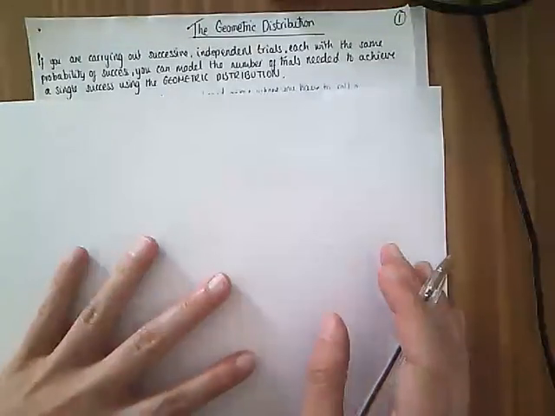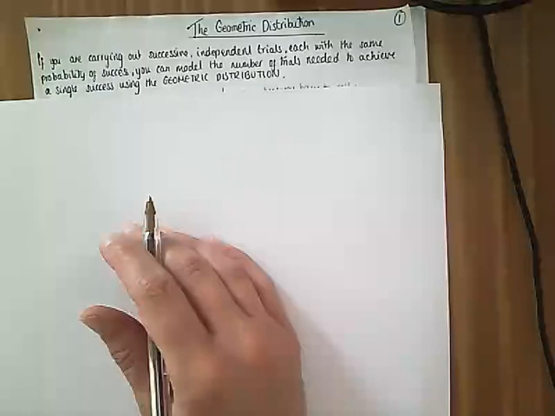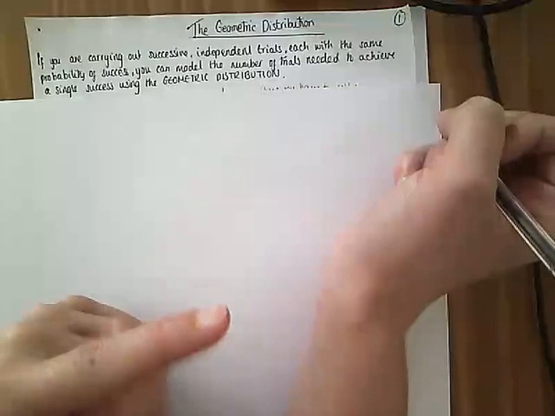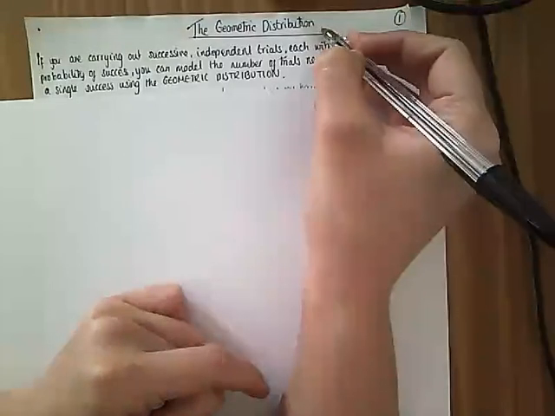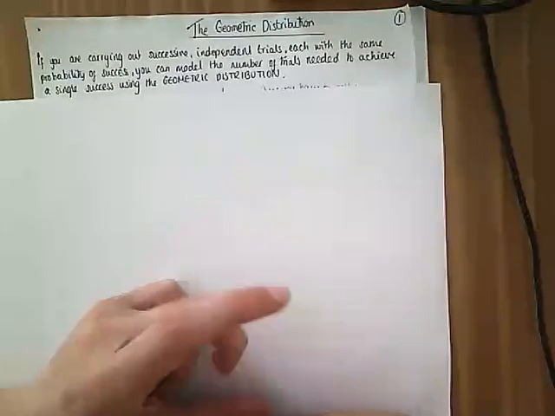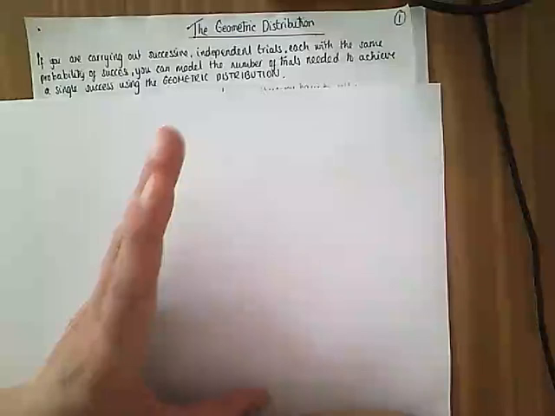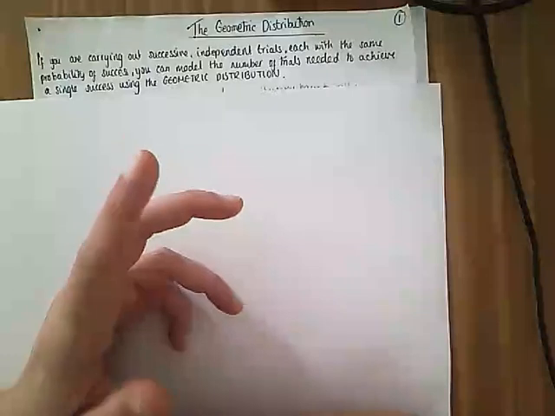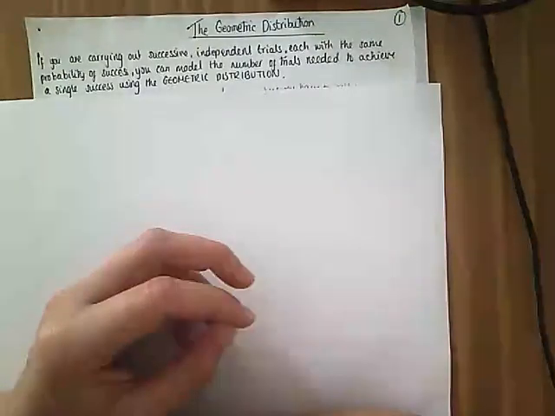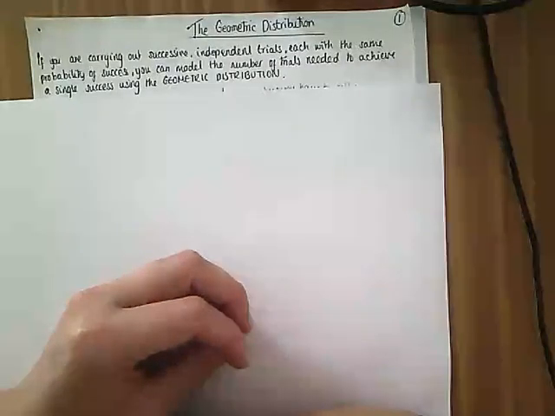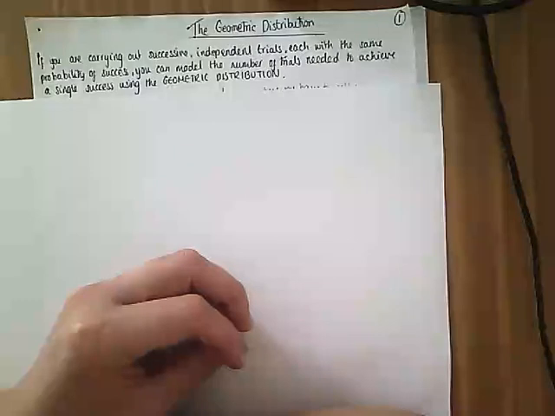Okay, morning everybody. Today we're going to start our first topic of the Year 2 course, and we're going to kick it off with stats, and we are starting with the geometric distribution. The geometric distribution is the distribution that gives us the probability of getting a single success on the X trial. If you are carrying out successive independent trials, each with the same probability of success, you can model the number of trials needed to achieve a single success using the geometric distribution.